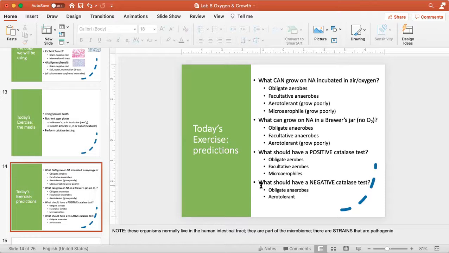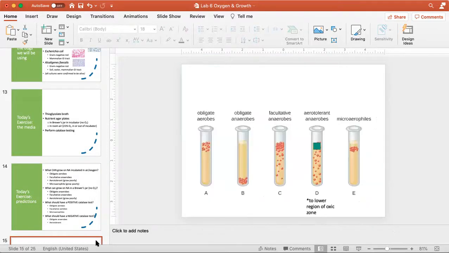Who should have a negative test? Well, the other two, obligate anaerobes and aerotolerants, will have a negative test. We can refer back to this picture as we need to when we look at our results.